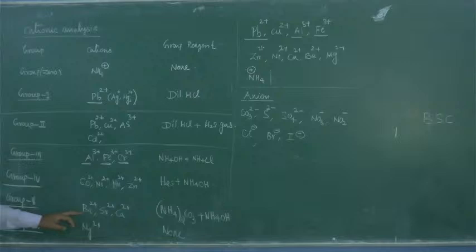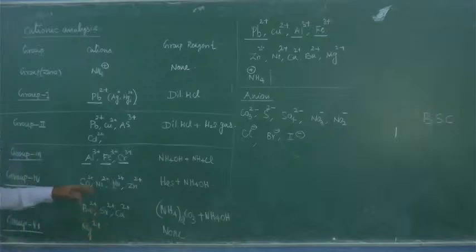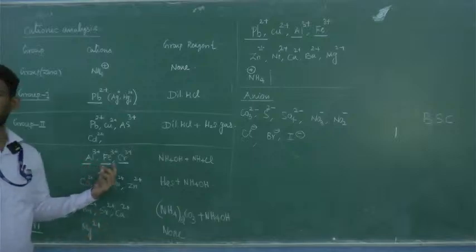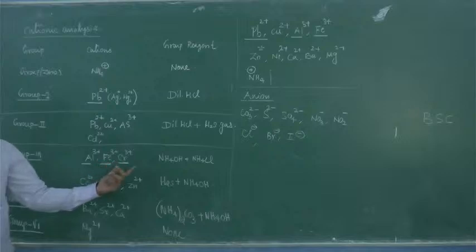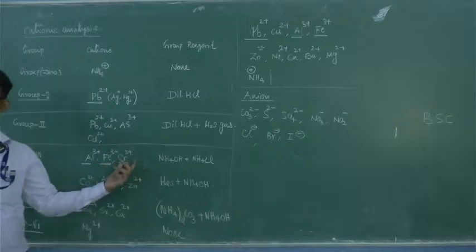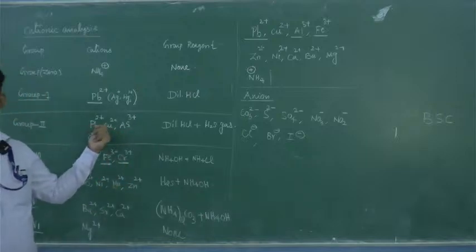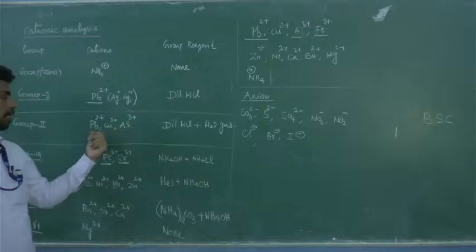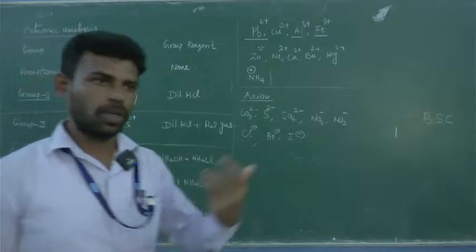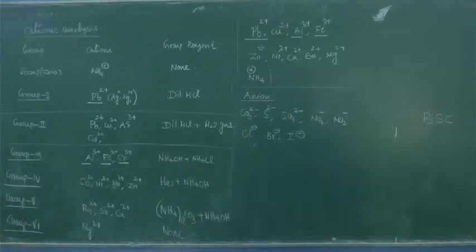This one is going to be, as I said, BSC: barium, strontium, calcium. And for this one, aluminium, iron, chromium. Next, this one: lead, copper, arsenic, and cadmium. So you have to remember, okay? This is an important point.